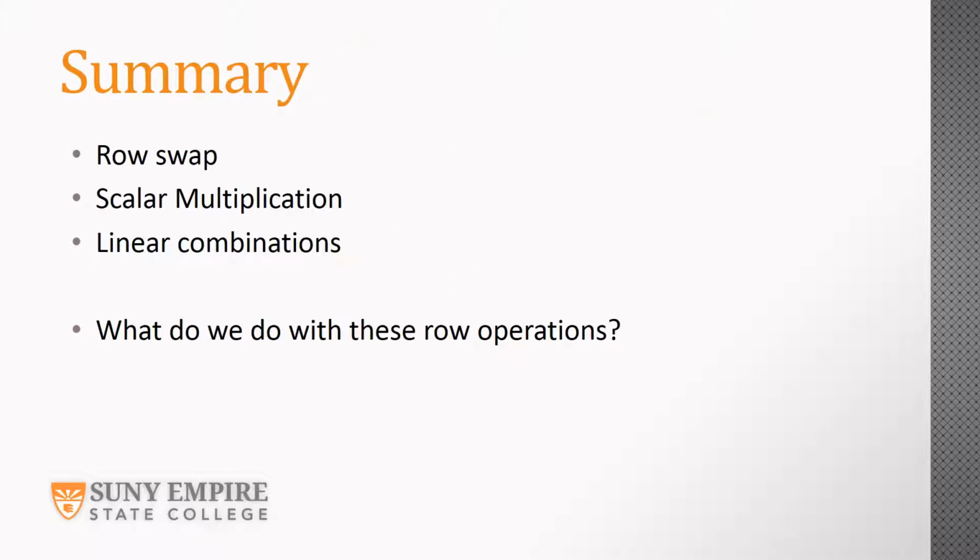In this resource, we have discussed the 3 row operations. Row swap simply switches all the elements between 2 rows. Scalar multiplication multiplies all the elements of a row by some non-zero constant. In linear combination, we multiply an element from some row and add that to the corresponding element in another row.